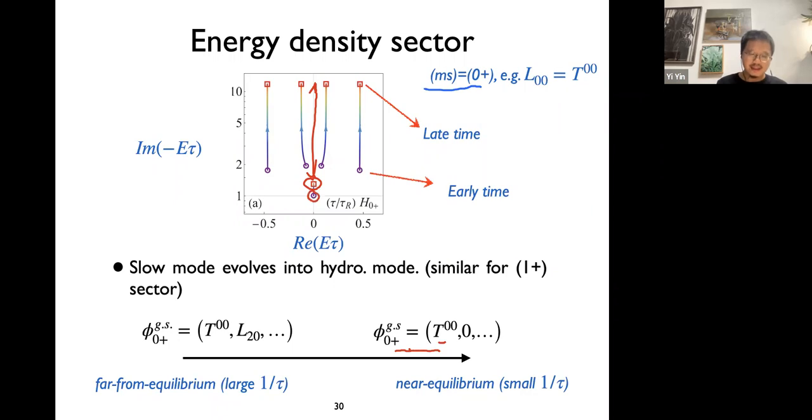But what is interesting is that this mode actually has its ancestors, as shown in these purple circles. At very early times, this purple circle is still gapped from the other modes, meaning it can be identified as a slow mode in this spin zero sector. We also checked that the eigenvectors contain other components, meaning that in the early time limit, the slow mode includes mixing between the energy density and other components. The important message here is that at early times, when the system is far from equilibrium, there is still a slow mode that is gapped from the others, and this mode evolves and eventually becomes the hydrodynamic mode.